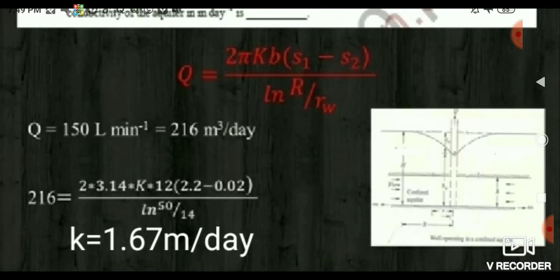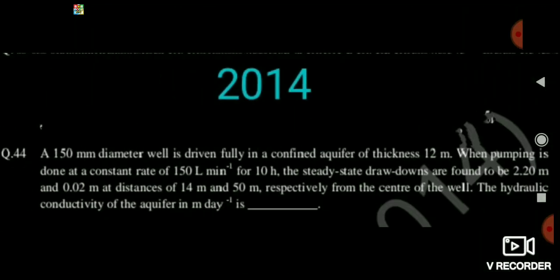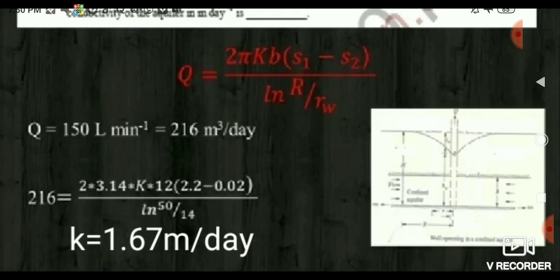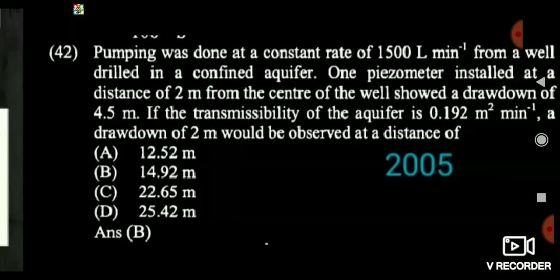So friends, you see here the solution. Q is given in liters per minute, so first do the unit conversion of Q, because in the question the hydraulic conductivity is asked in meter per day. So first convert the discharge into meter cube per day, and then put in all the remaining values, the S1 value, the S2 value, the ln value, and you can get the K value, that is 1.67 meter per day.